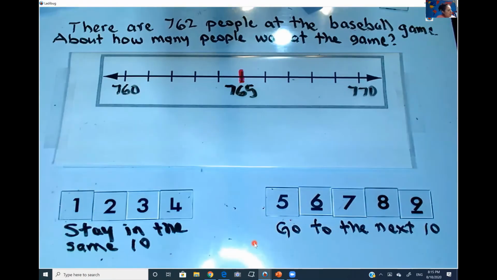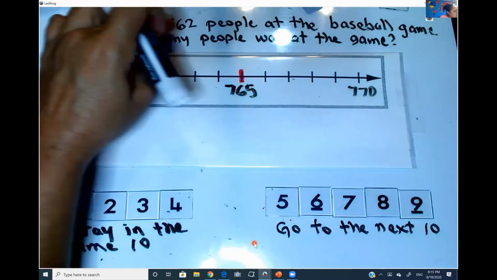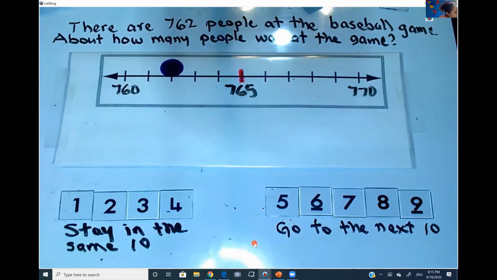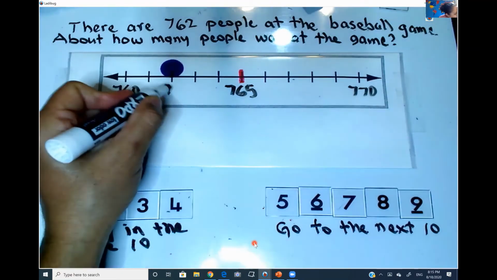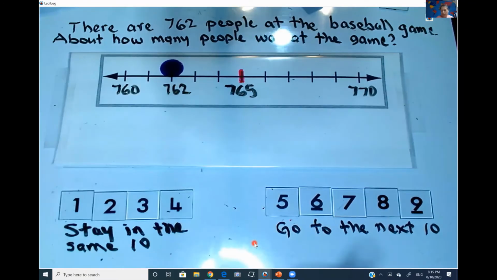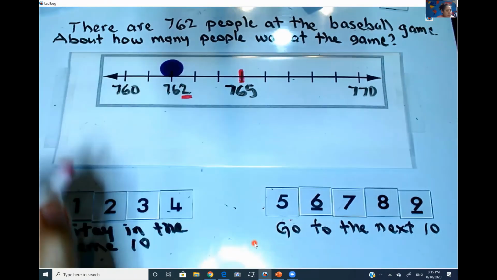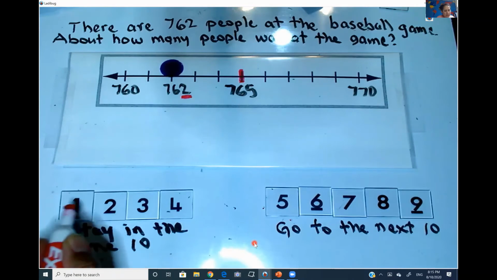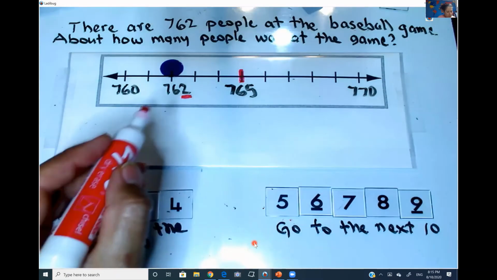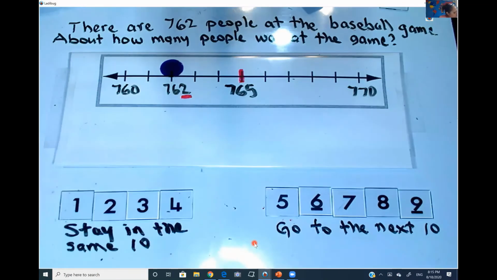Now I'm looking for the 762. So my 762 is going to be here where the purple marker is. Now, because of the rules we have, we notice that the 762 finishes in 2. So that means I'm going to apply this rule because it's on this side. So here it says I'm going to stay at the same 10. And that means the hundreds are going to stay the same. So I'm going to put the hundreds the same.